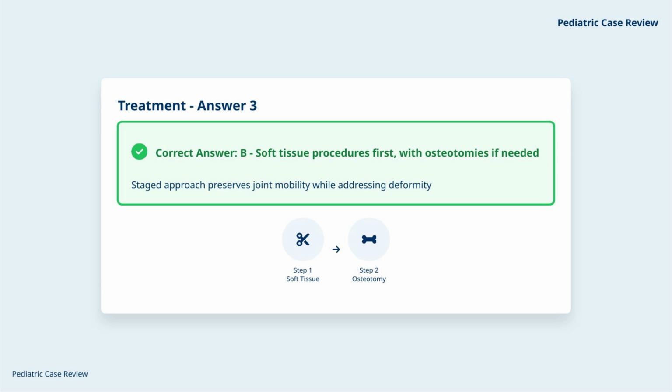The preferred surgical approach for pes cavus in children with Charcot-Marie-Tooth disease is to begin with less invasive soft tissue procedures like plantar fascia release and tendon transfers, progressing to corrective osteotomies if needed. Joint-limiting procedures like triple arthrodesis are typically reserved for older adolescents or adults due to their impact on growth and mobility. Observation alone would be inappropriate when the deformity is causing pain and limiting function.